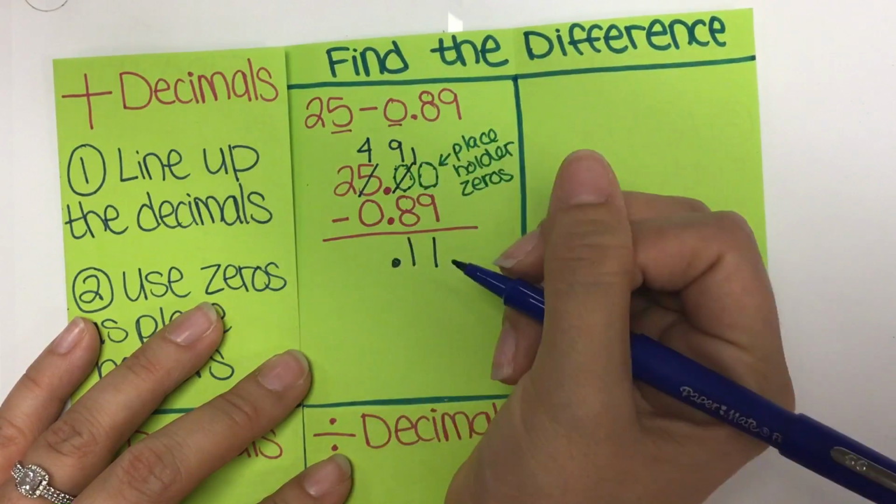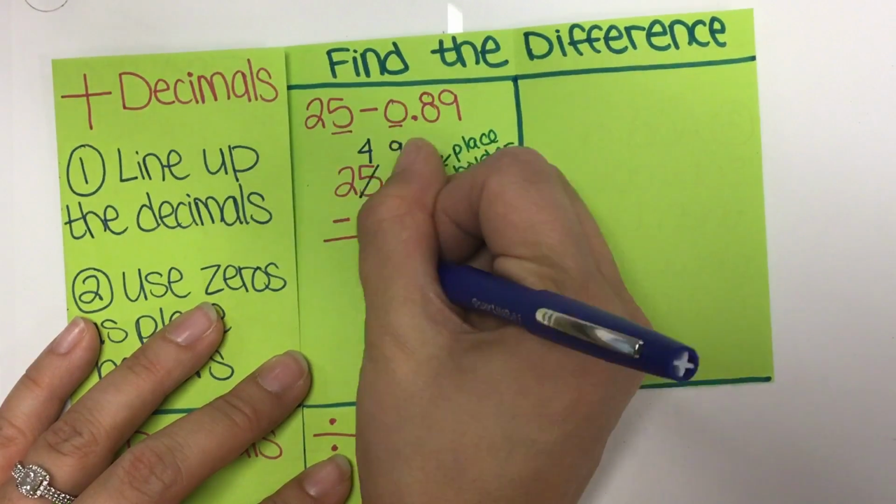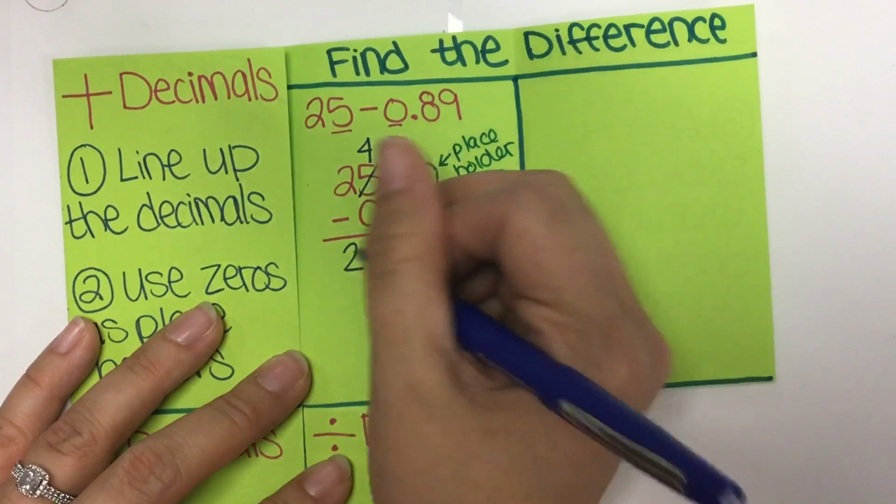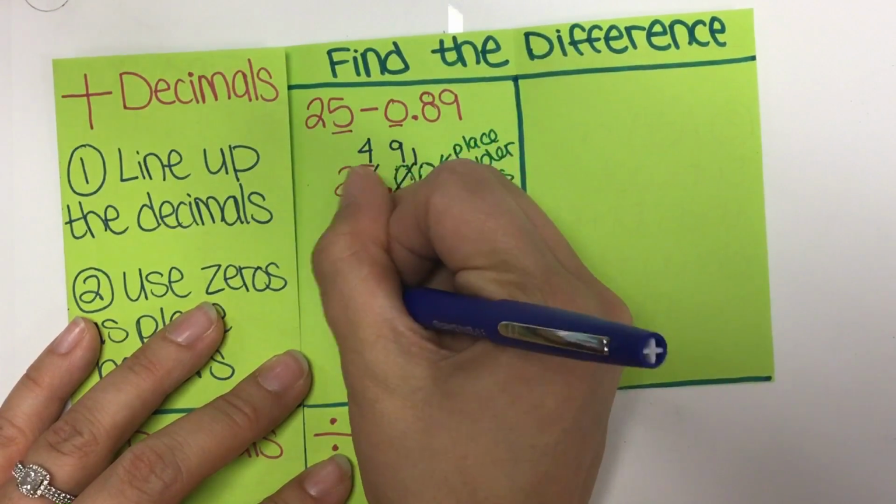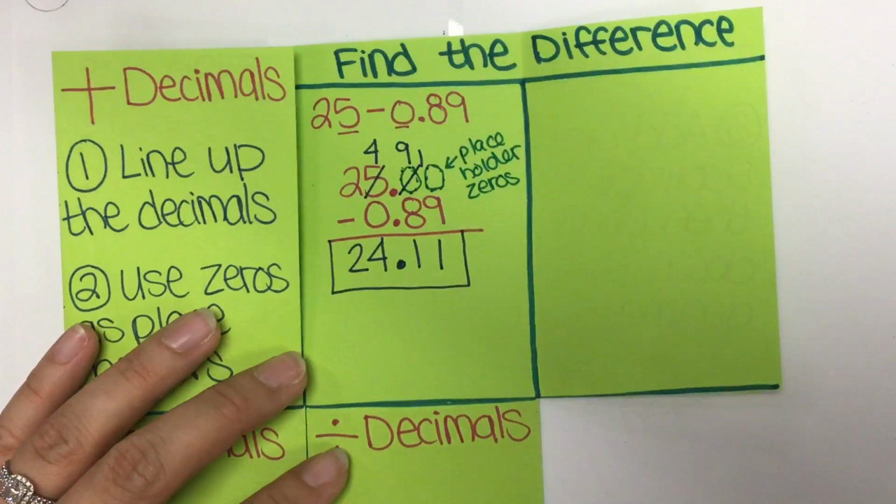Bring that decimal down so we don't forget. 4 minus 0 is 4, and then we have 2. So my answer is 24 and 11 hundredths. Let's do one more example.